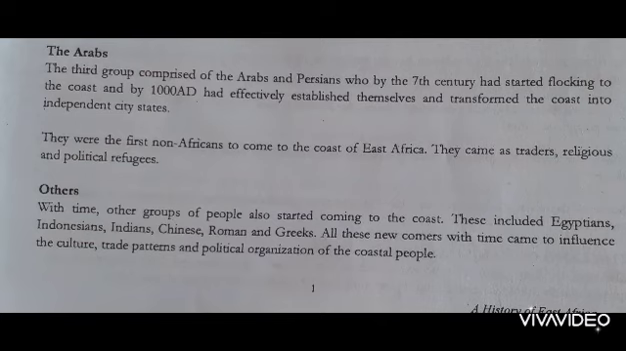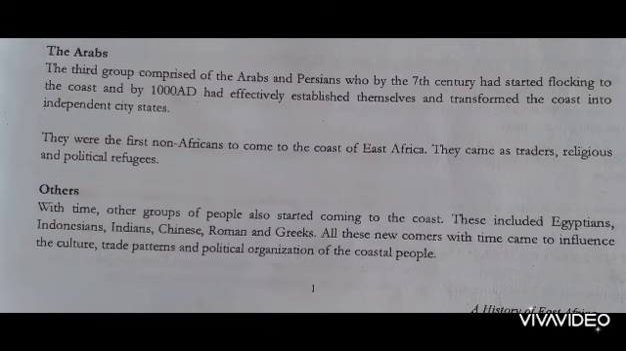The Arabs. The third group comprised the Arabs and Persians, who by the 7th century had started flocking to the coast. By 1000 AD, they had effectively established themselves and transformed the coast into independent states. They were the first non-Africans to come to the coast of East Africa. They came as traders, religious, and political refugees.